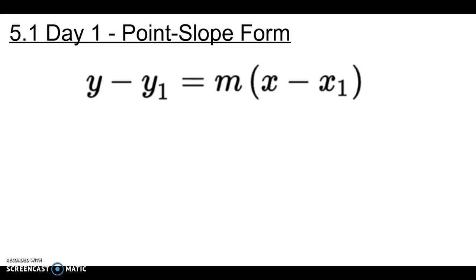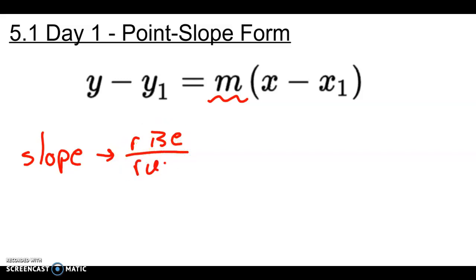Couple things to point out. Your m is still your slope. Okay, m is still your slope. That's still your rise over your run. That's still going to be exactly what it was in the slope-intercept form. Okay, your change in y over your change in x.